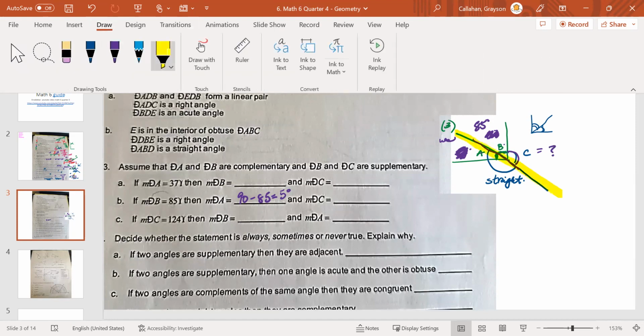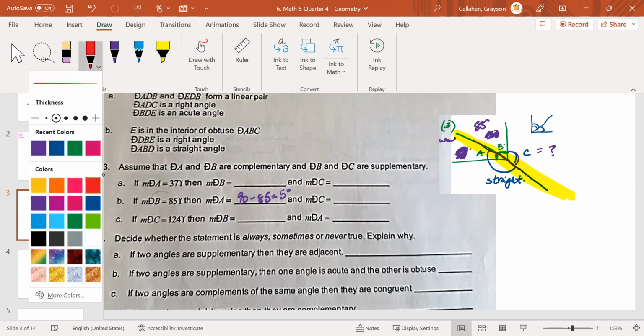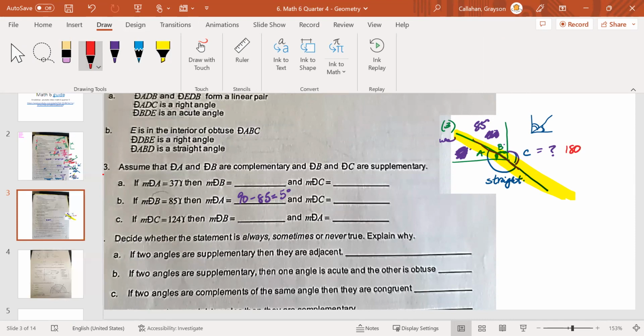Angle C is, so if angle B is 85, what is angle C going to be? Notice how they create a straight line, remember? A straight line is equal to what? 180, right? 180 minus 85 will give you C. Okay, so 180 minus 85. Write that down, okay?